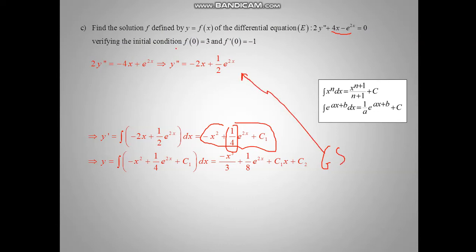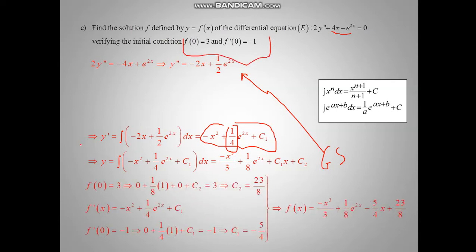And now we have to find the particular solution by using the initial conditions. f of 0 equals 3. Replace x by 0 here and set the answer equal to 3. So we get c2 equals 23 over 8.